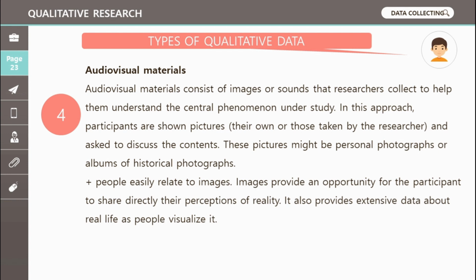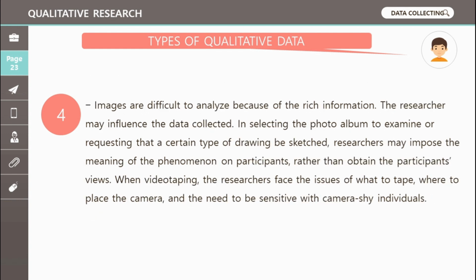The advantage of audiovisual material is that people easily relate to images. Images provide an opportunity for the participant to share directly their perceptions of reality. It also provides extensive data about real life as people visualize it. The disadvantage of audiovisual material is that images are difficult to analyze because of the rich information.